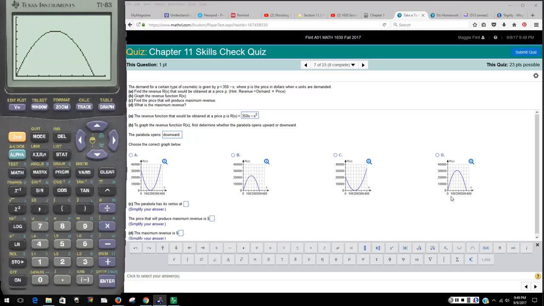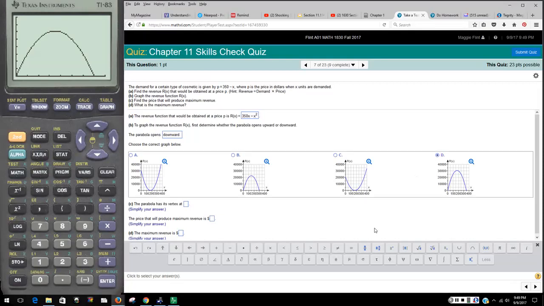Since our window goes to 400 in both of those, we see that 300 is 2 tick marks less, 350 is 1 tick mark less, so we're kind of leaning toward it being D. But the way that we're really going to tell is we're going to look and see what this peak is on both graphs and see if that matches up.